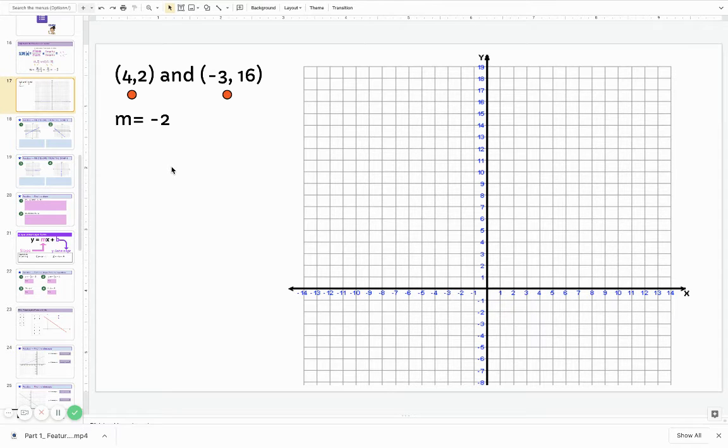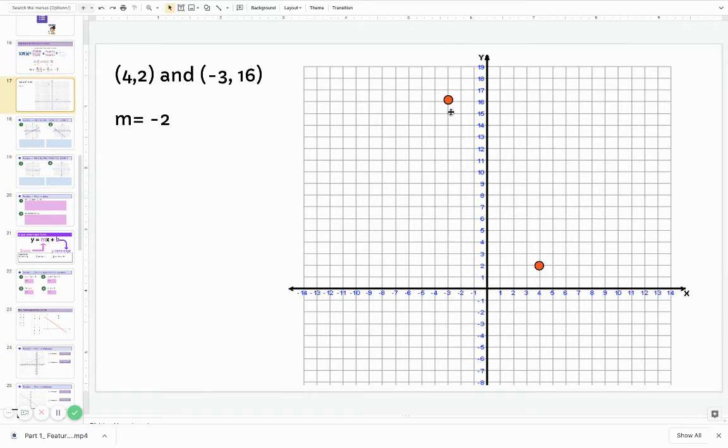Okay, so we're just going to plot these points here. 4, 2. So I go from 4 to 2, over 4 up 2, and -3. So I go left -3 and up to 16, which is right here. And it's saying that my slope is -2. That's what we found in the previous slide.